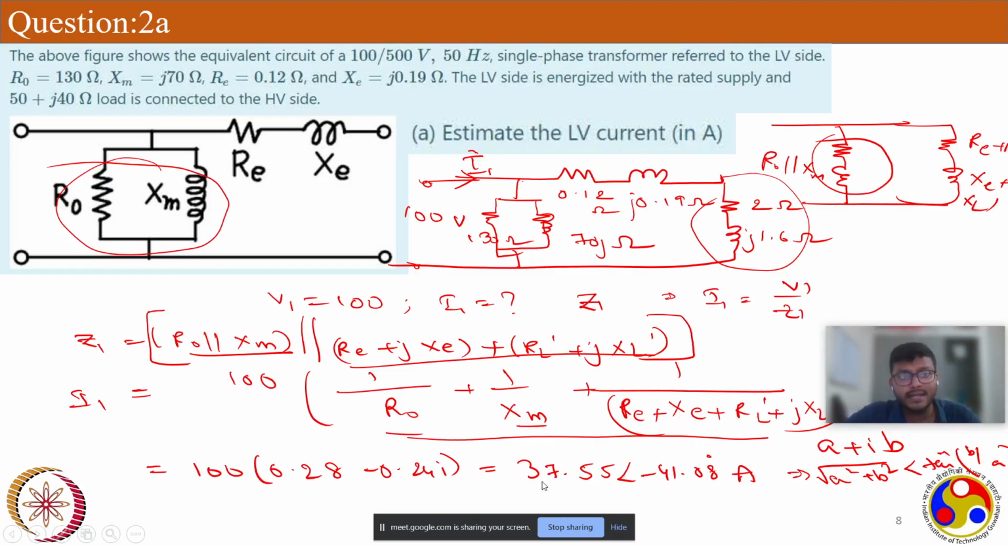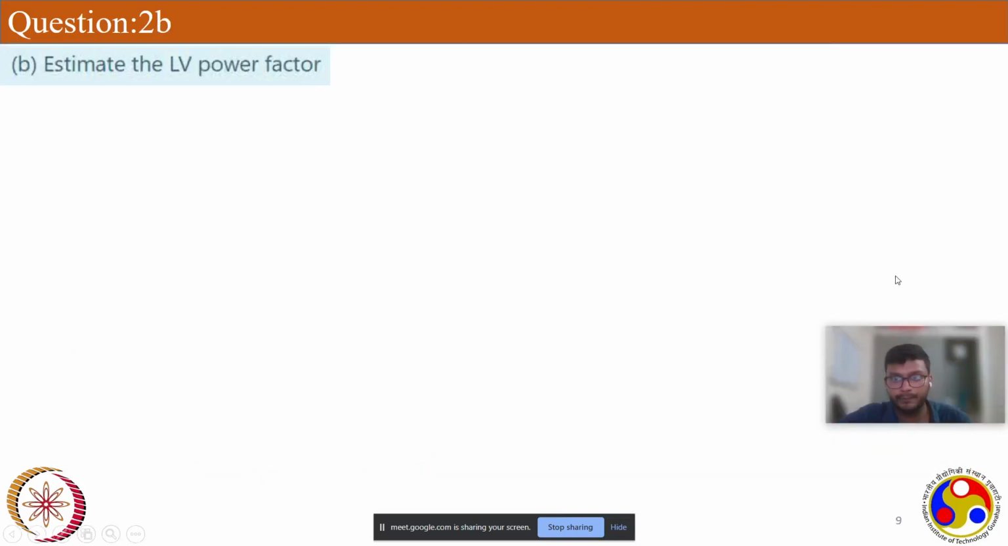So this is the LV side current. Everyone please tally. If not, after the session, please calculate and see whether you are getting the same answer. If you are not getting the same answer, just reach out to us. We will see. Now let's move forward to the next question.